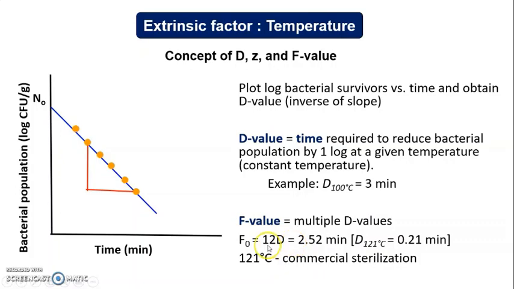So if you divide 2.52 minutes by 12, you will obtain a single d-value at this temperature equal to 0.21 minutes. So just remember that this temperature, 121 degrees Celsius, is a temperature used for commercial sterilization.